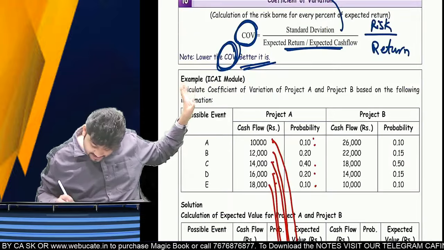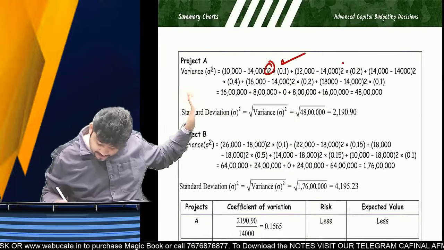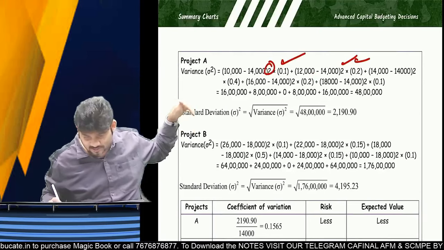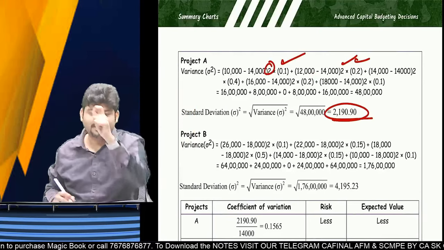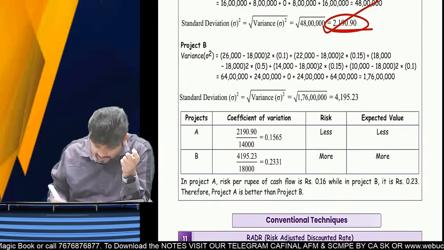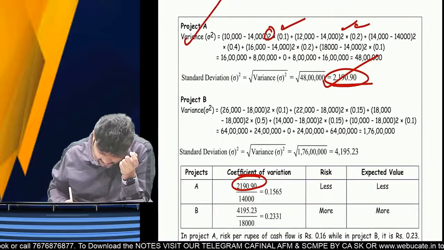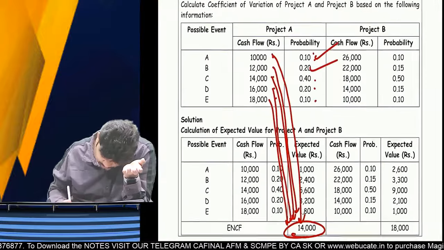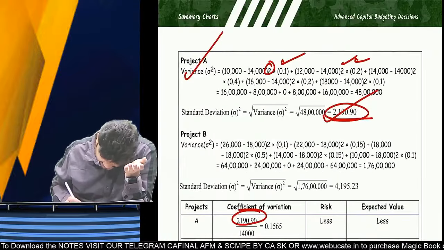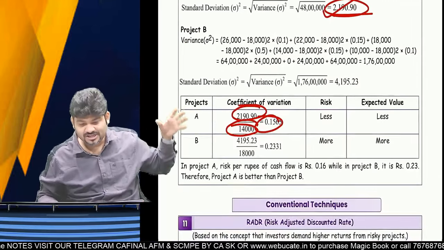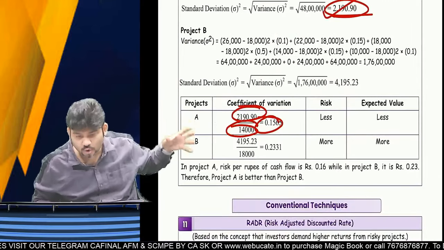First probability is 0.1, second probability is 0.2. The whole square into probability will give us the variance. We take the root and we get the standard deviation. Part 1 and part 2 of the question are done. Then they've asked for the coefficient of variation. We have the standard deviation already, and we have the expected cash flows already. So we will get the coefficient of variation. Lower the better.